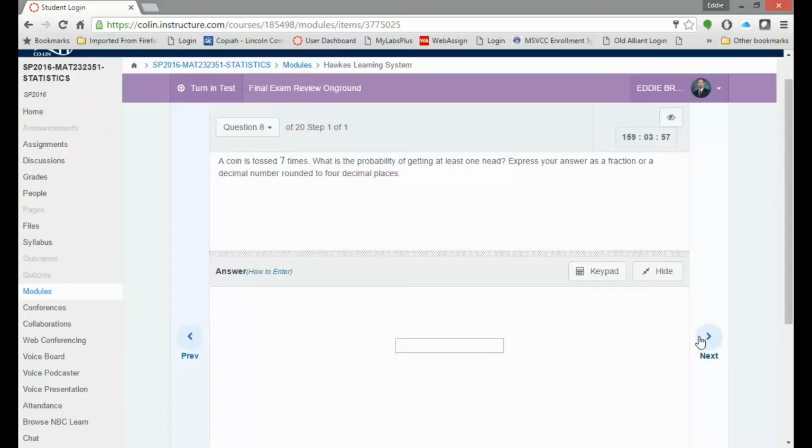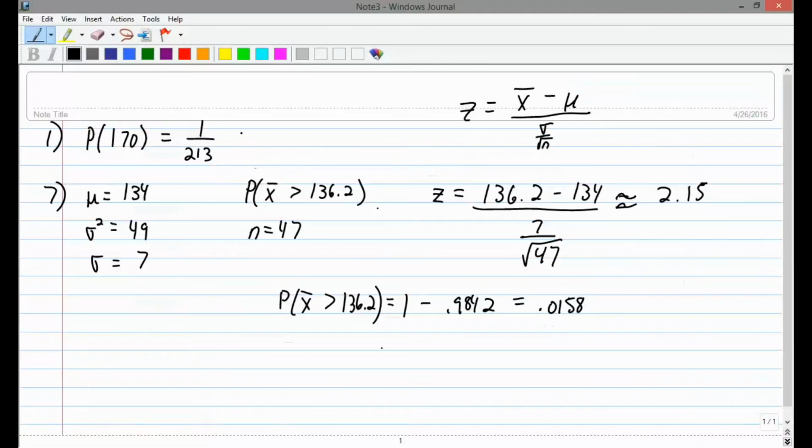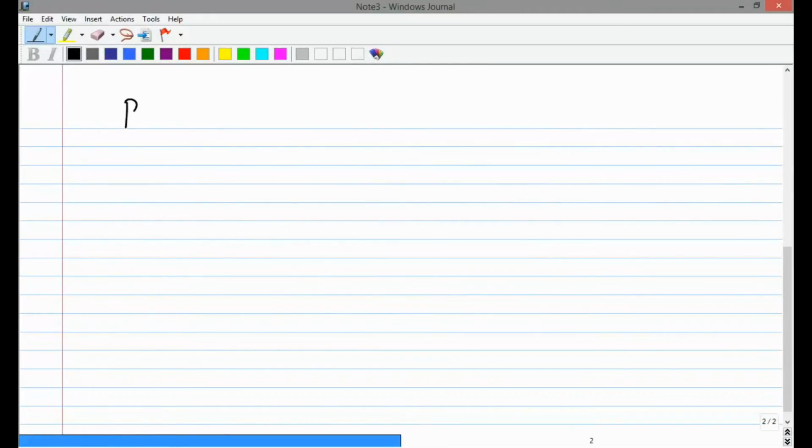All right, a coin is tossed 7 times. What is the probability of getting at least 1 head? Bet it's pretty high. Just think about it common sense wise. Remember, at least 1, there's a shortcut you can use. The probability that x is greater than or equal to 1, where x is the number of heads, that would be at least 1. That's equal to 1 minus the probability of none. It would be 0 heads.